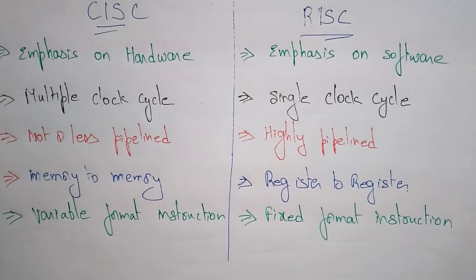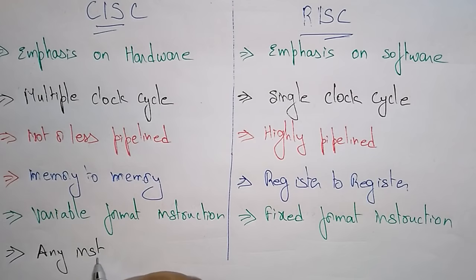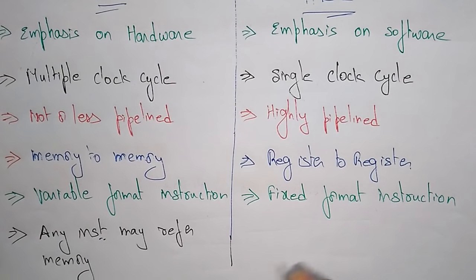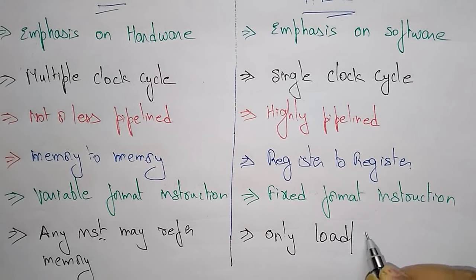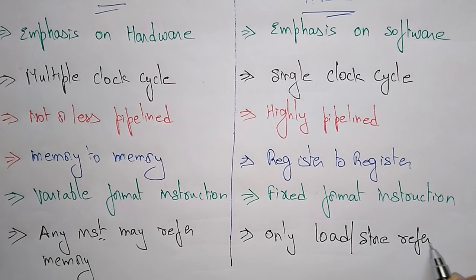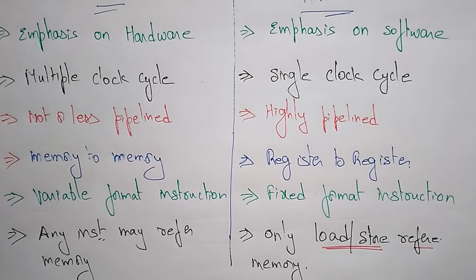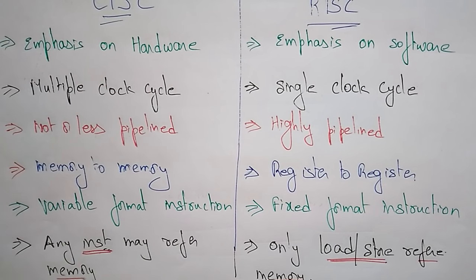And coming to one more difference, the CISC, the complex instruction set computer, may use any instruction to refer memory. Whatever instruction you take, it may refer memory, whereas in RISC only load or store refers memory. So if anything wants to refer the memory, for transferring or copying, RISC uses only the load and store instructions to refer memory. But in CISC, it may take any instruction to refer memory.